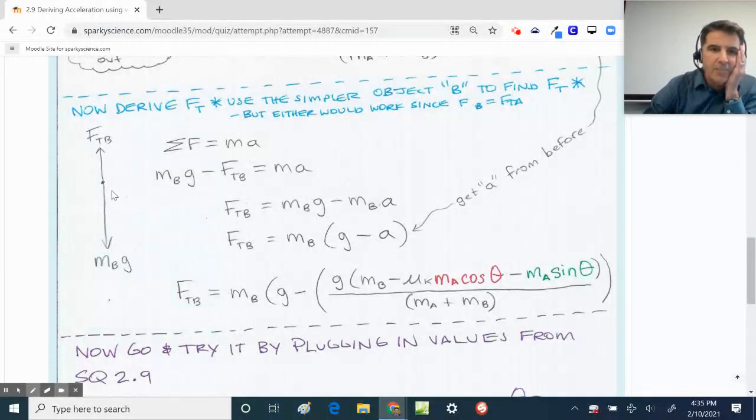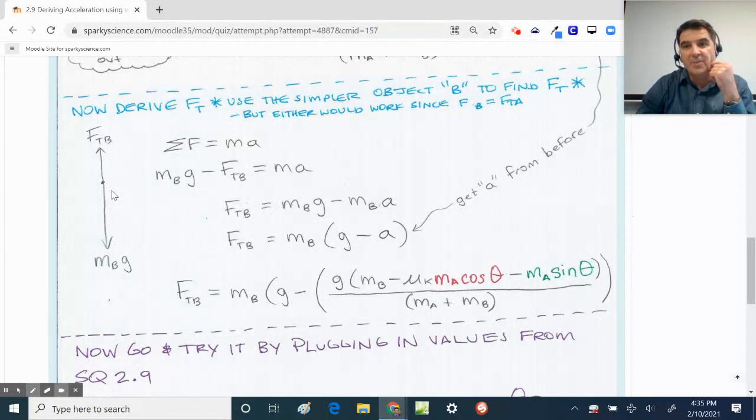So just looking at block B, I had the force of tension going up and the force of gravity going down. Remember how we've defined this: down along the pulley is going to be positive. So that's why the tension is negative, equals ma. I rearrange this and solve for FTB. FTB equals mB times gravity minus mB times acceleration. I distribute out the mB, and I get FTB equals mB times the quantity gravity minus acceleration.